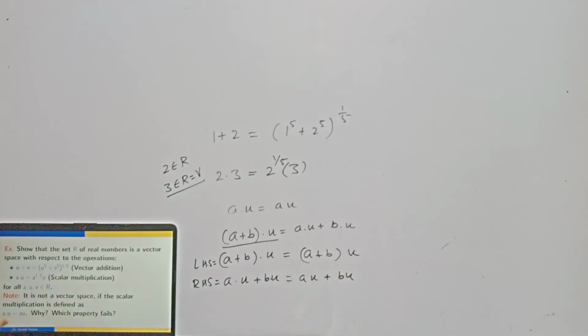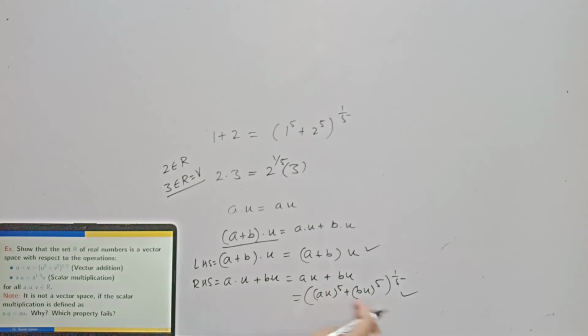I have followed this definition, but for addition I have to follow the first one, because that I am keeping as it is. What should it be? Check it. It should be a power 5, b power 5, whole power 1 over 5. Do you think that this and this are the same? No, these are not equal.